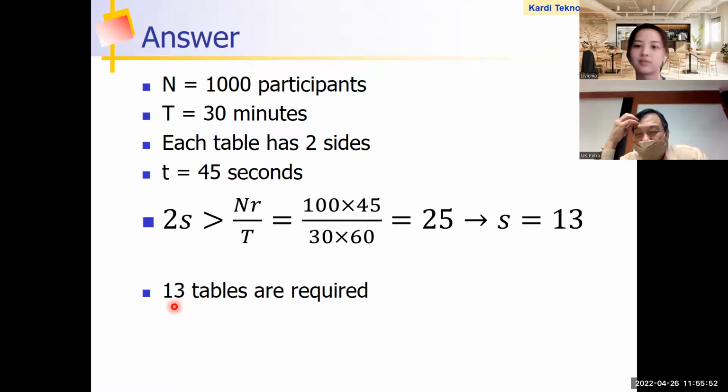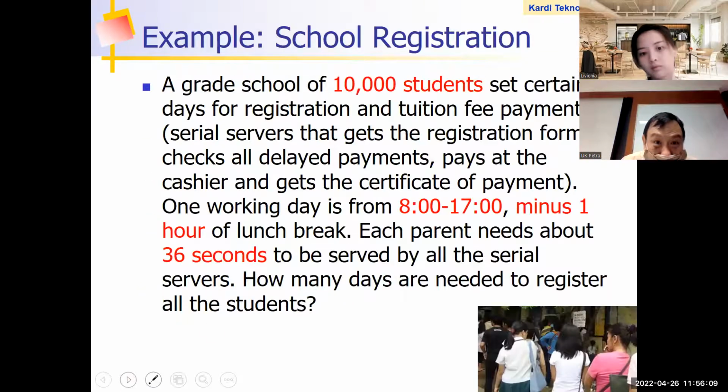Again, the problem happening is they don't know that the number of tables is the actual server. They thought it was the number of people who serve. That is not true. The same happens sometimes in the gate. Maybe I have that example. Oh, this is okay. Tell me, school registration. This is also happening. A real world problem.